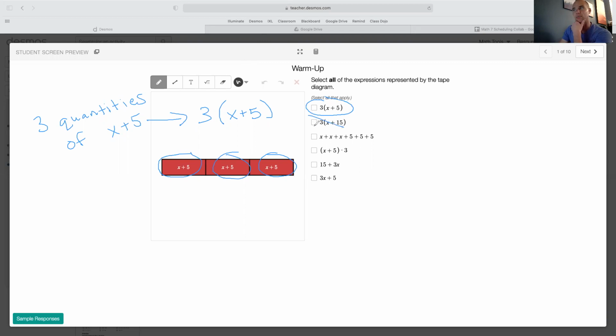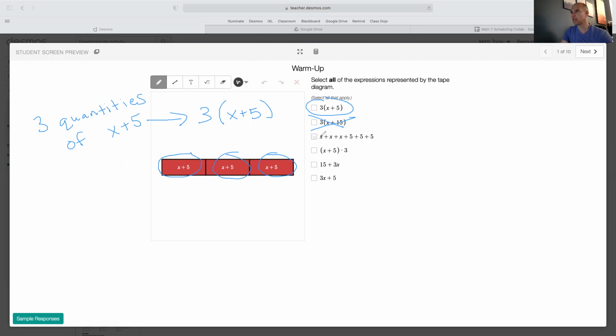So I'm not going to select the one that says 3 times (x plus 15), because if I were to use the distributive property, when I multiply that 3 times the x, I get 3x, that's great. But when I multiply that 3 by the 15, I would get 45. That's bigger than what I want.